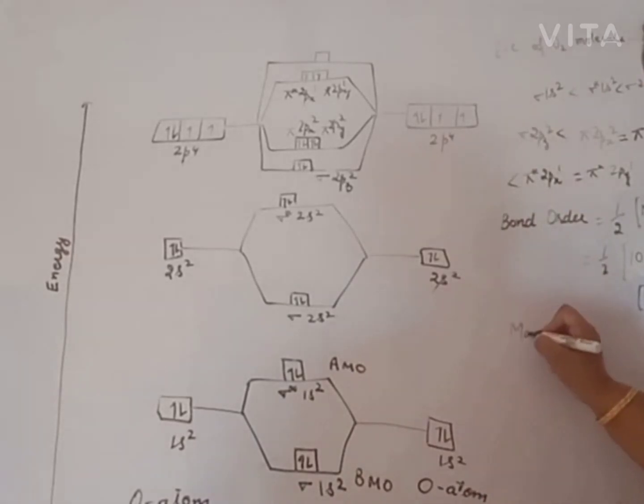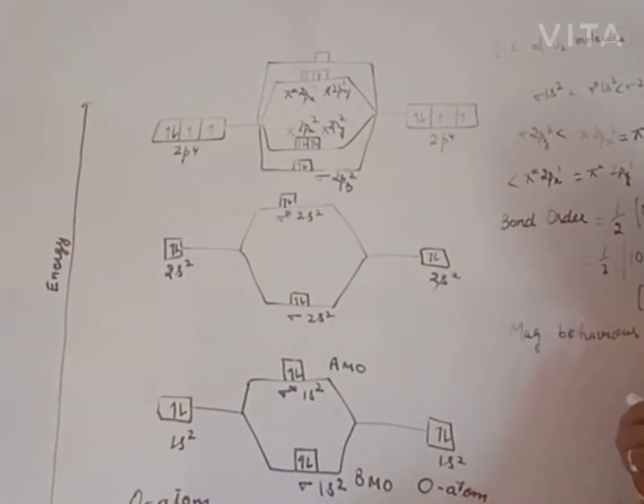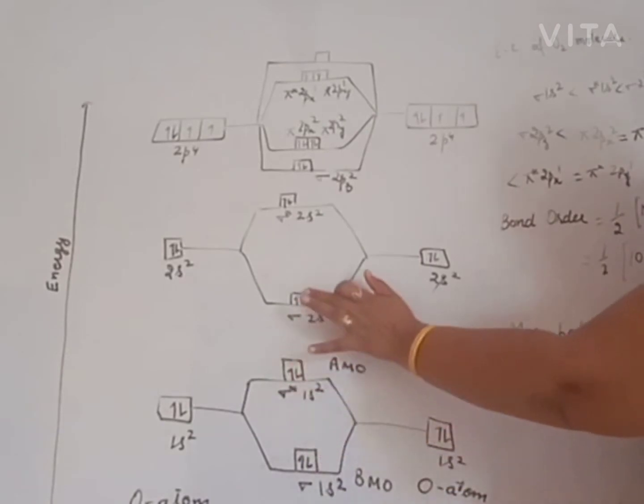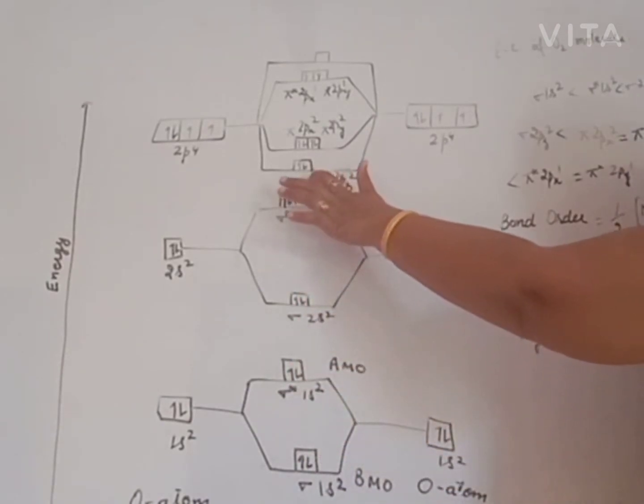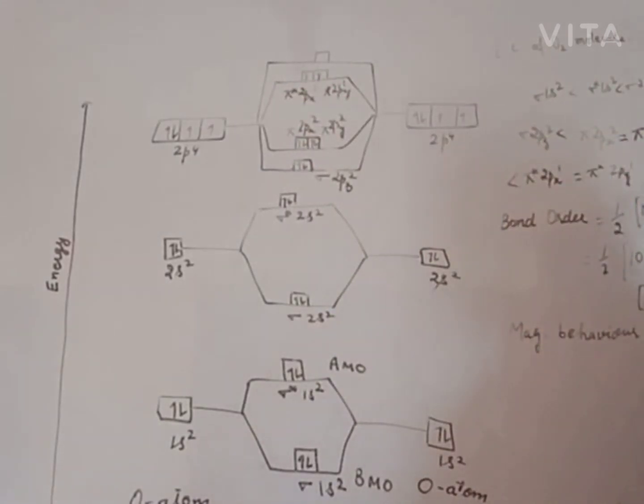Now magnetic behavior, either paramagnetic or diamagnetic. You will find that if all electrons are paired, it is diamagnetic. If one of the electrons is unpaired, it is paramagnetic. Paired electron, again paired electron, again paired, and unpaired. It has 2 unpaired electrons, that means it is paramagnetic in nature.